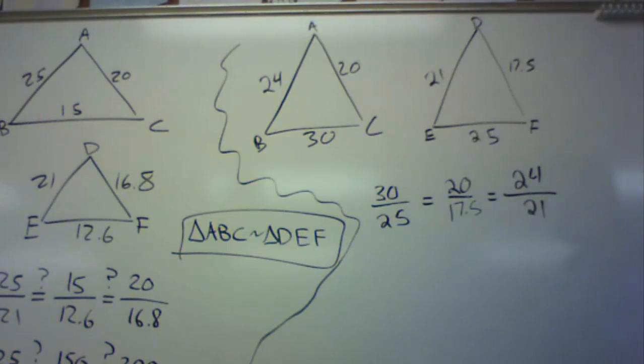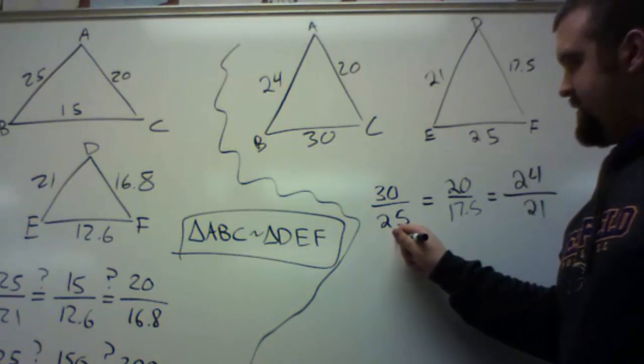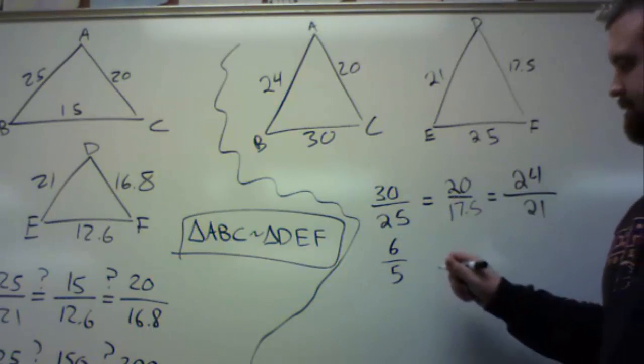So I'm going to reduce each of these fractions as far as I can. Well, this one I can reduce to 6 to 5. Divide the top and bottom by 5.